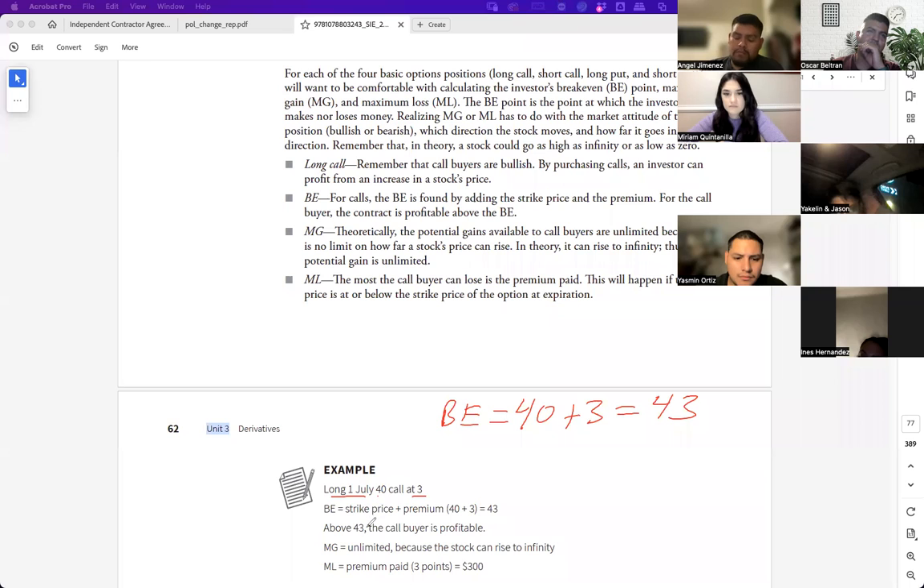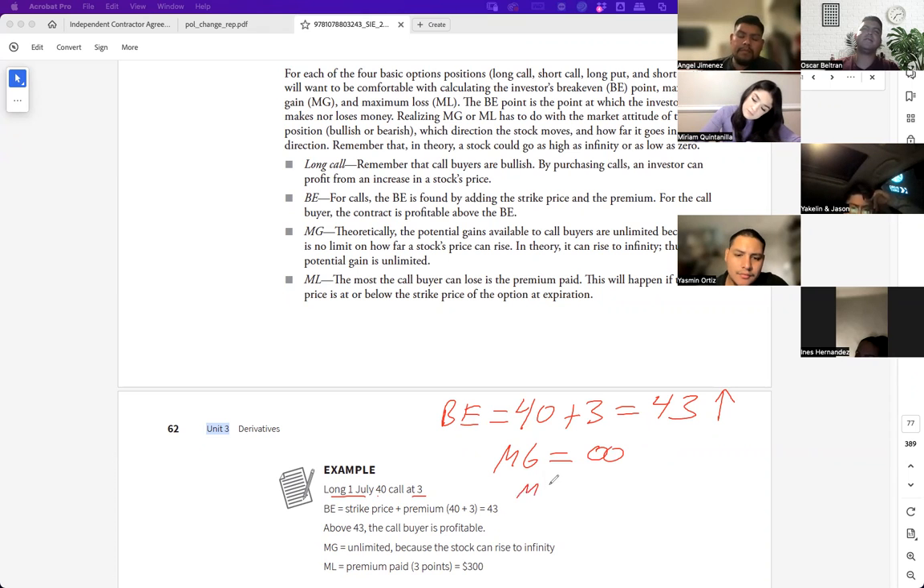So in order for us to actually make money and be profitable, we have to be above 43. For a call, what's the maximum gain? Infinity. It can go as high as possible. What's the maximum loss for a call contract? Whatever they paid, whatever they put in. Exactly, their premium. That's all they're going to lose.